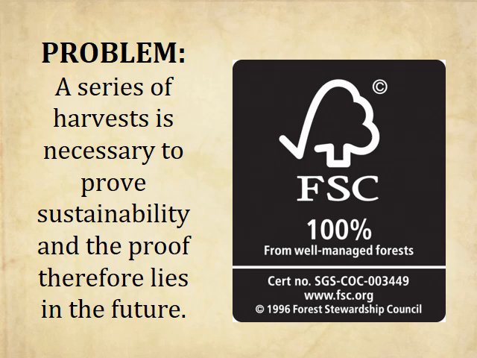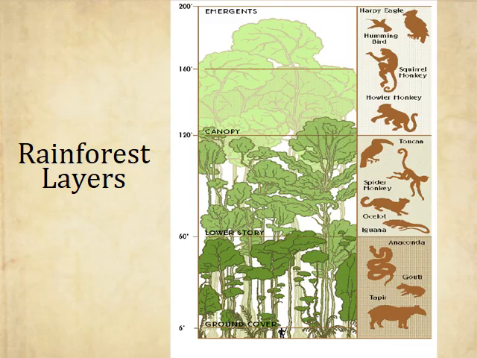But a series of harvests is necessary to prove sustainability, and trees don't grow very quickly. So it's not like you can have this certification within a couple of years. Sometimes it takes 20, 30, 40, 50 years to actually get this certification.